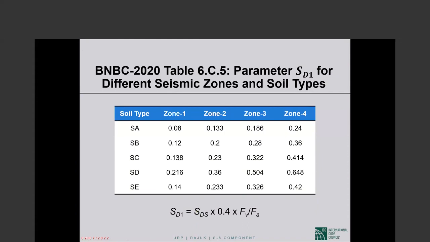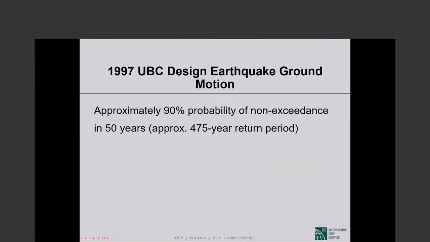Which would mean S sub D S D1 is S sub D S times 0.4, that's 1 divided by 2.5, times F sub v over F sub a. This is the short period side, long period side coefficient divided by short period side. That should be obvious to you if you think a little bit. I don't have to spend time on that.